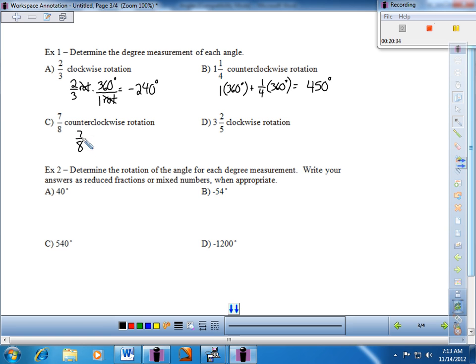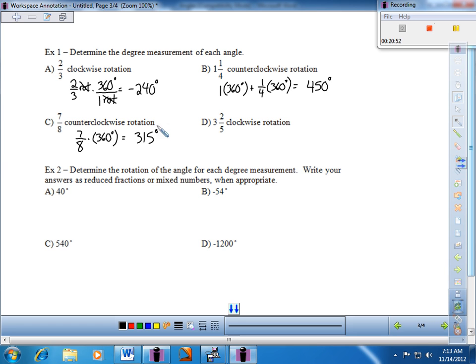So 7/8 of a rotation means 7/8 of 360 degrees. So I would just basically take that, 7/8, and multiply it by 360. And if you do that, then you can grab your calculator there. I end up getting about 315, well not about, but exactly 315. And again, you have to make the determination, is it positive or is it negative? And in this case, it is a positive angle measurement. 7/8 counterclockwise would be 315 degrees.